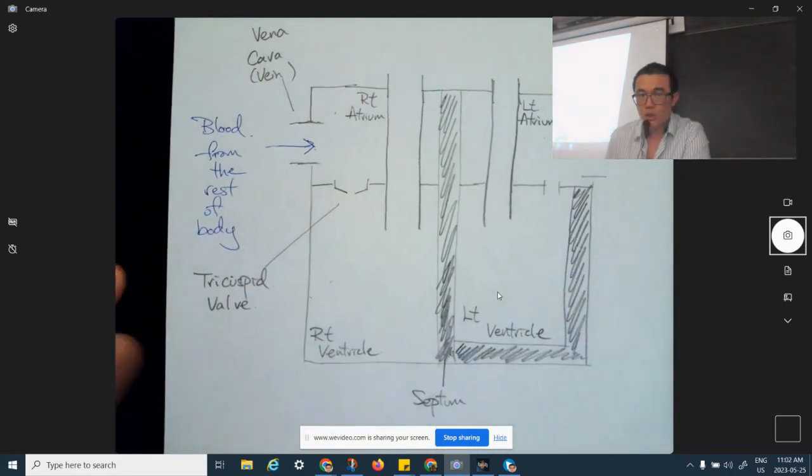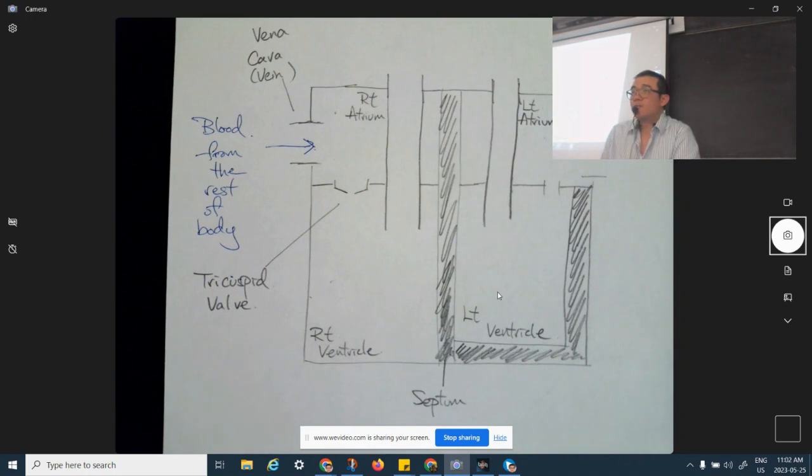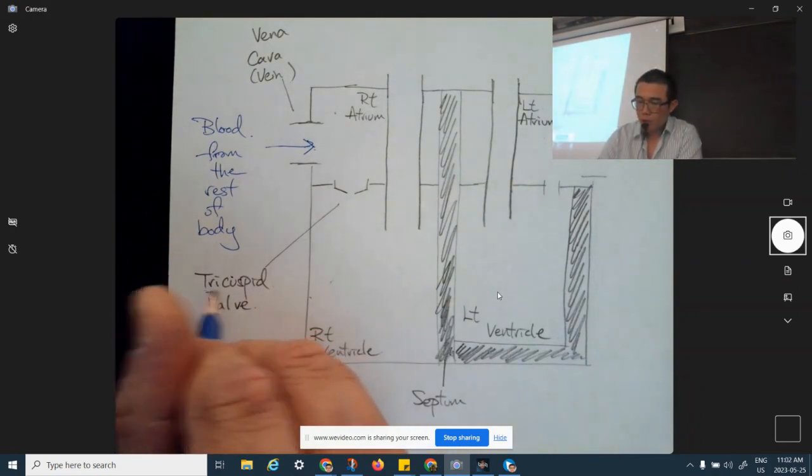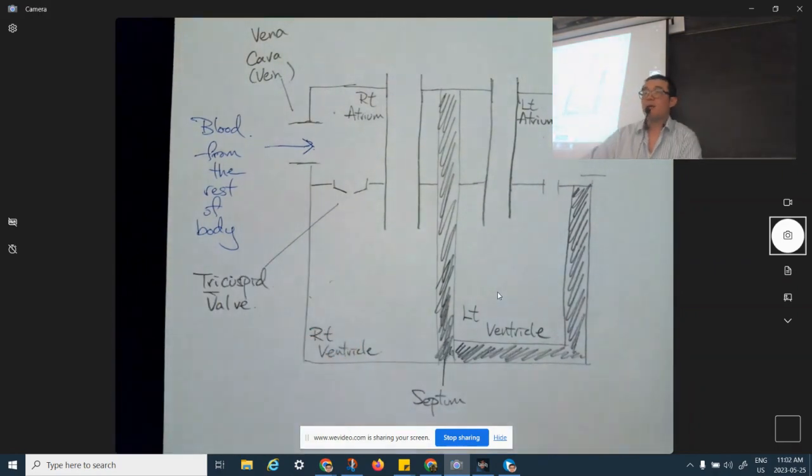V-A-L-V-E. Tricuspid valve. Okay. It's called tricuspid because if you take a look at the picture of it, it actually looks like 3 cups coming together to form the valve. Okay.